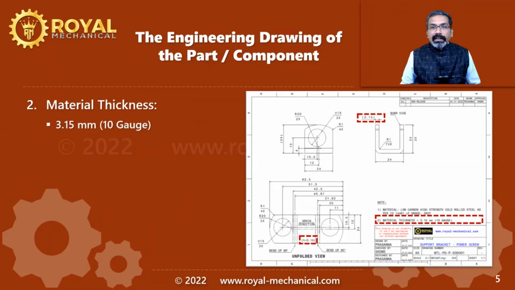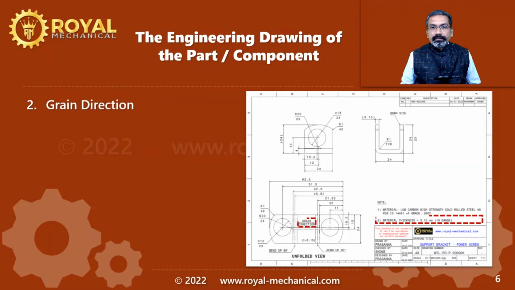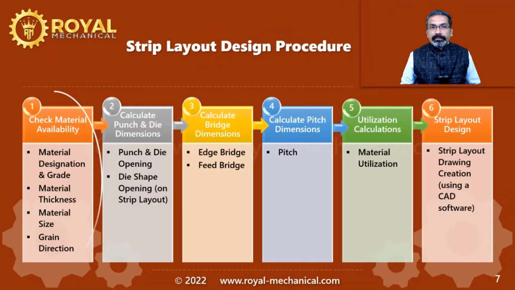Also, the thickness of the power screw support bracket of the car scissor jack is 3.15 millimeters. The grain direction is along the length of the power screw support bracket. Step 1 of the strip layout design procedure is to check if this material is available in the market.